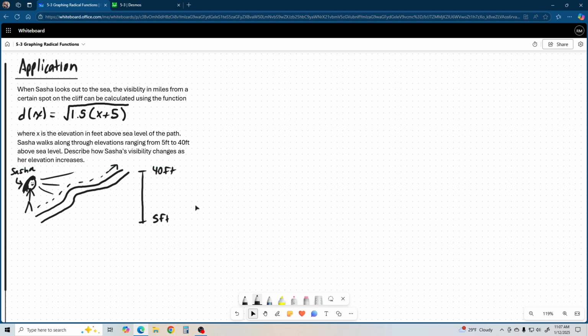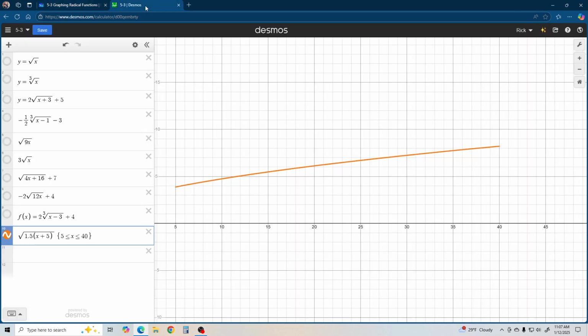And now what's the question asking us? Describe how Sasha's visibility changes as her elevation increases. In other words, as this number goes up this chart, how is it increasing? Well, there's two ways we can basically solve this problem. One way is to just talk through it. It doesn't ask us for any specifics necessarily, but I'm going to show you two ways that you could explain this. The first way, and you'll talk about this stuff more in calculus, is that as it goes along, the amount that it's increasing is actually decreasing. I know that sounds weird, but you can see a lot more from 5 to 10, right?